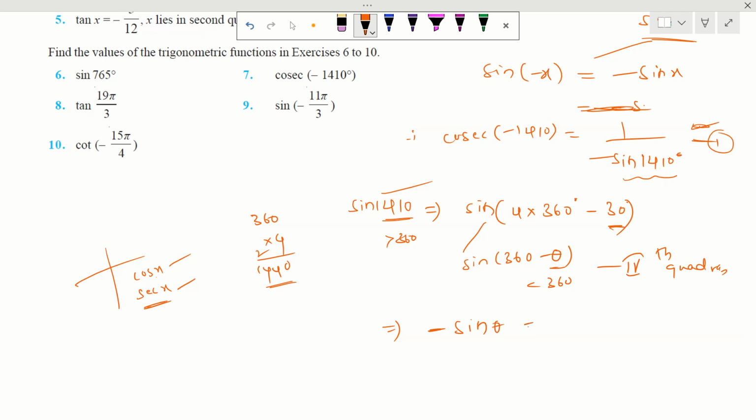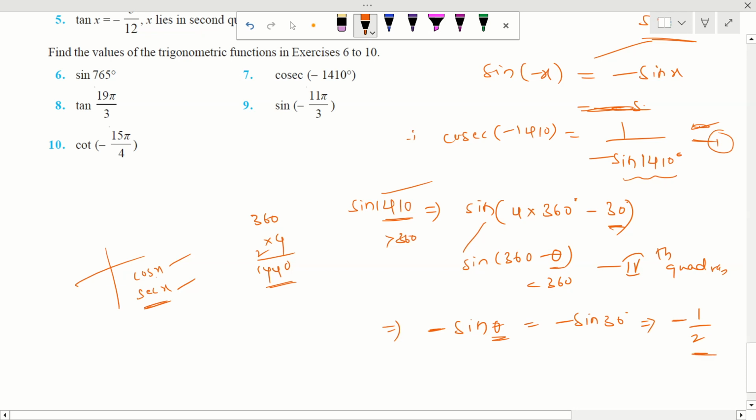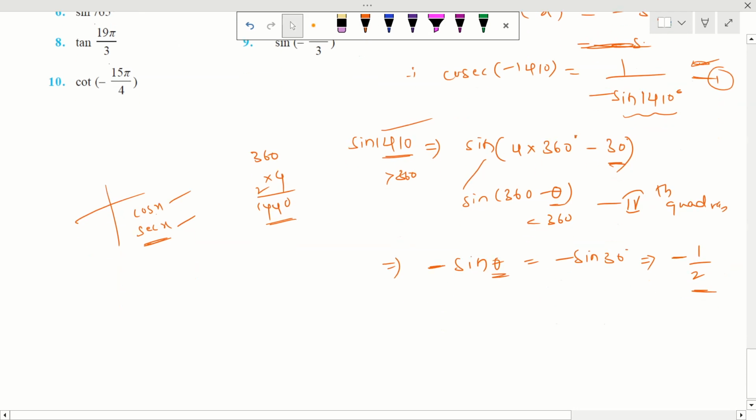Okay, negative of sine theta, minus negative of theta, which here is 30 degrees. So minus sine 30. What is sine 30? Sine 30 is 1 by 2, so here the value is minus 1 by 2. This is the value of sine 1410 degrees. So sine 1410 degrees is minus 1 by 2.